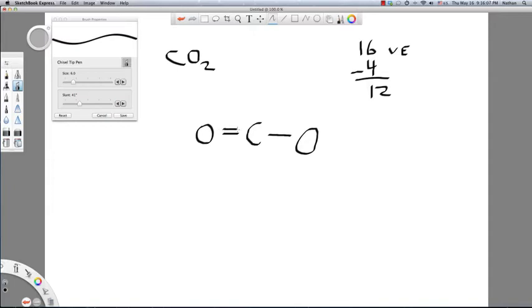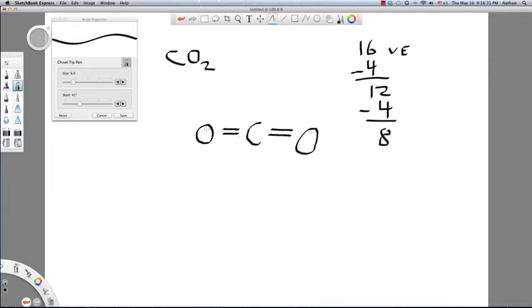So if we make 2 double bonds, that uses 4 more electrons, leaving 8 left. So now, let's check the carbon. 1, 2, 3, 4, 5, 6, 7, 8. The carbon is satisfied. We can't add any lone pairs to it, no more bonds, that's it. So how many more do we have left? 8. How many more electrons do we need?